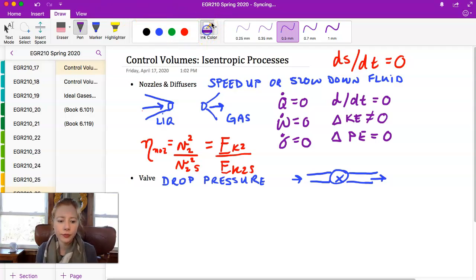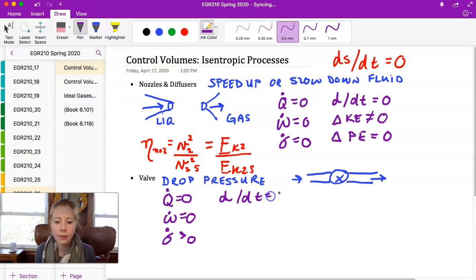And our modeling assumptions here are that heat transfer is 0, power is 0, we don't have any power used or produced, that our entropy production is going to be greater than 0, and we're going to be operating at steady state, and our change in kinetic energy is going to be 0, and our change in potential energy is going to be 0. All right, so that's a valve.